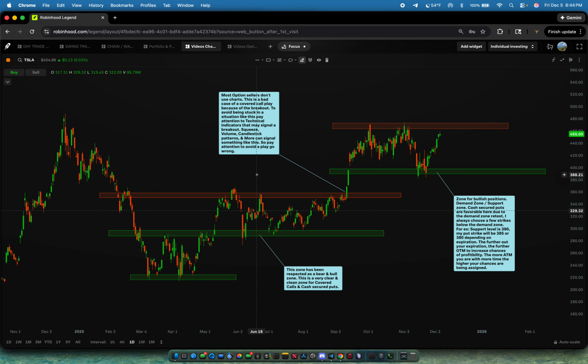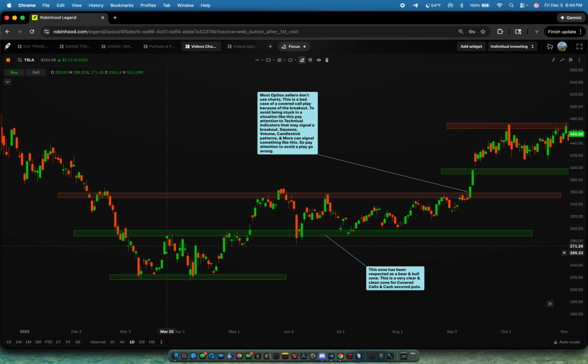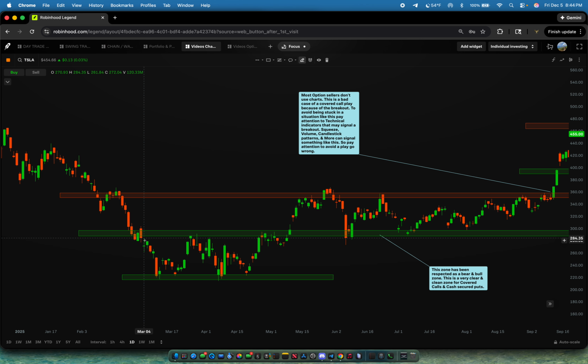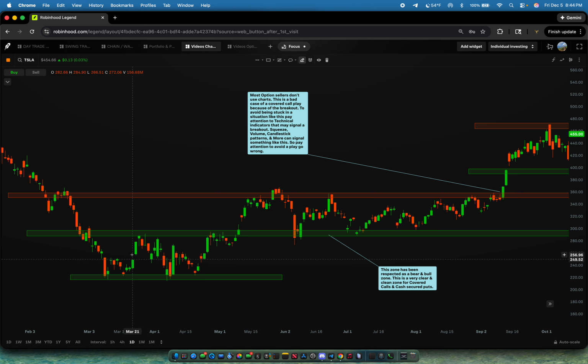Now, for an option seller, you want to focus on levels and respected zones. Right here, this zone has been respected as a bear and bull zone. I will explain why in a second. This is a very clear and clean zone for covered calls and cash secured puts. So this zone right here is where Tesla has respected for many months.